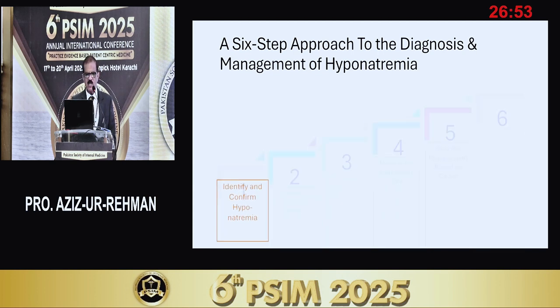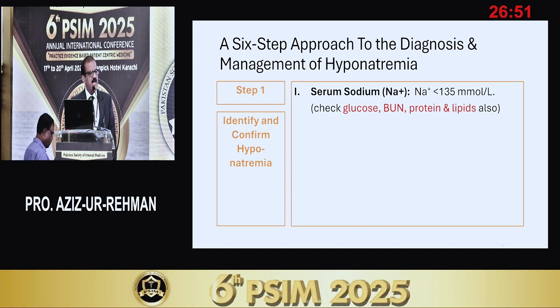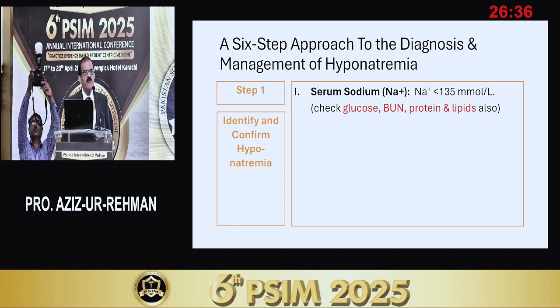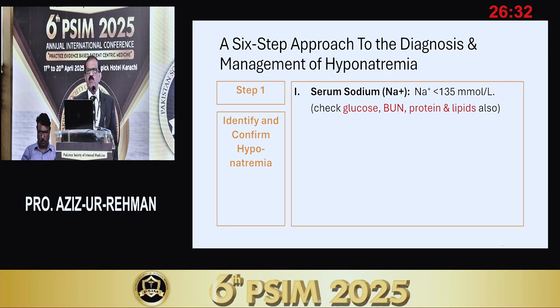Let's take up the first step, identify and confirm hyponatremia. Whether you suspect it or you just do the routine laboratory, you have the report and the sodium is less than 135, and that is formally hyponatremia. If you are treating a complex case, it is always good to have complete biochemistry, at least glucose, blood urea nitrogen, protein, and lipids. And I'm going to show you why these things are important in the diagnosis and interpretation of hyponatremia.